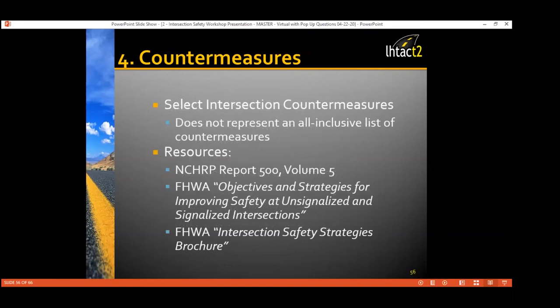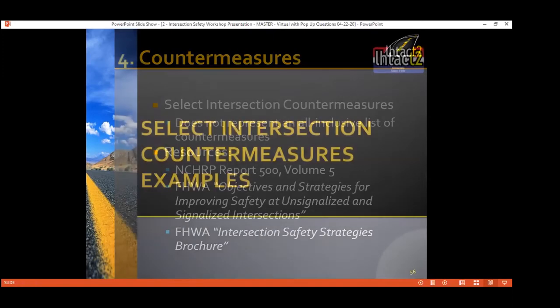I'm going to leave you with a couple of resources on countermeasures. We're not trying to represent an all-inclusive list of countermeasures, and indeed some people come up with their own unique countermeasures or solutions that they apply at intersections, which work just fine. But there's a lot of off-the-shelf countermeasures out there as well. One of the resources is NCHRP Report 500. It's a great little document that gives you lots of great ideas. And there are a few resources from the Federal Highway Administration that you might want to look at as you get deeper into an intersection safety program. They're pretty easy reads and will give you a lot of great ideas.